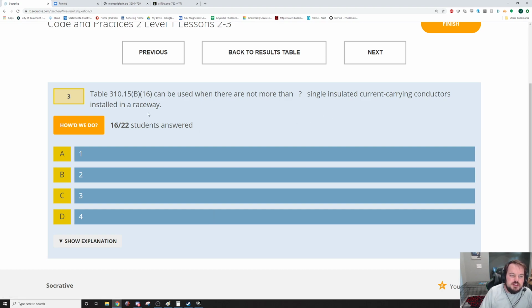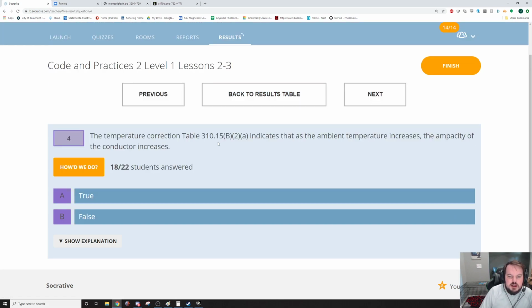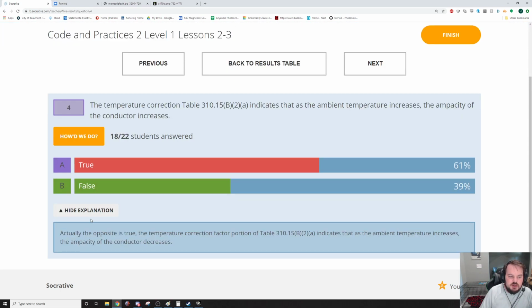Table 310.15(B)(16) can be used when there are not more than 3. Covered that already in that first question. And I covered this in that first question also.